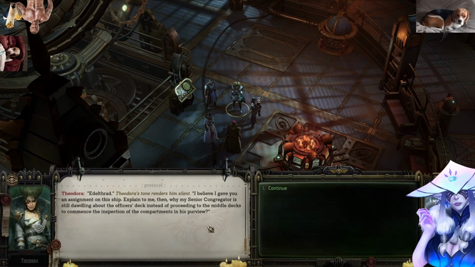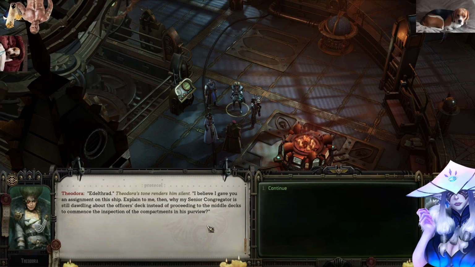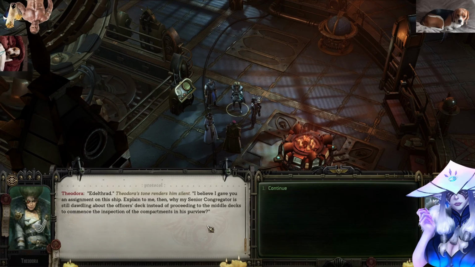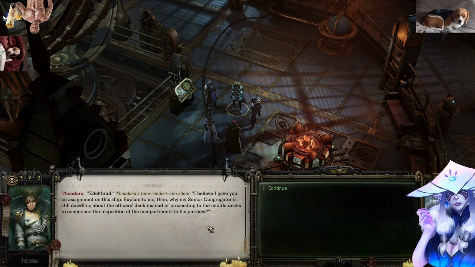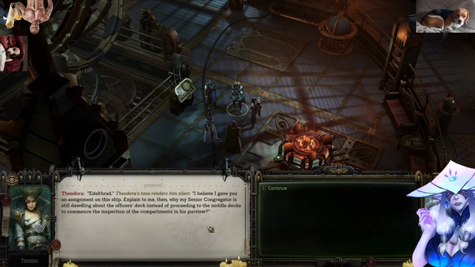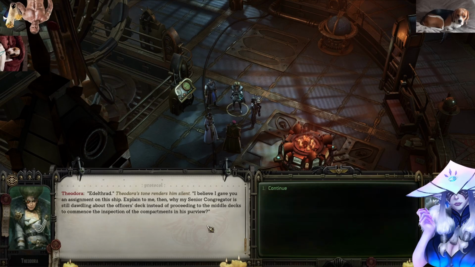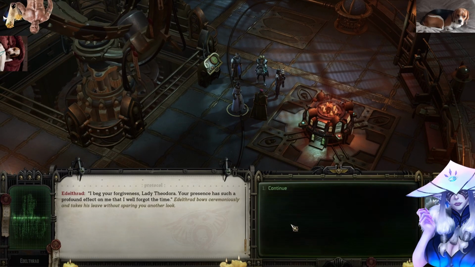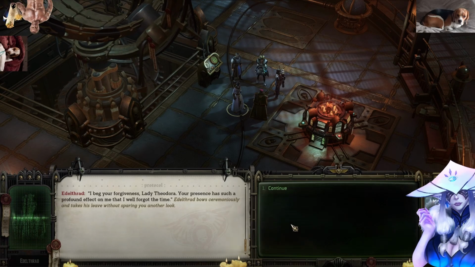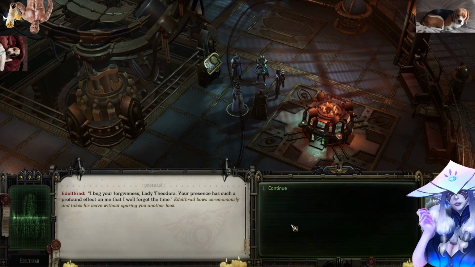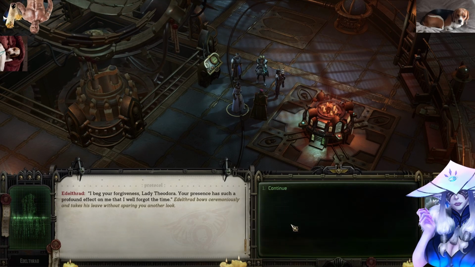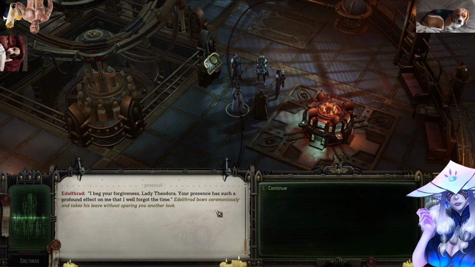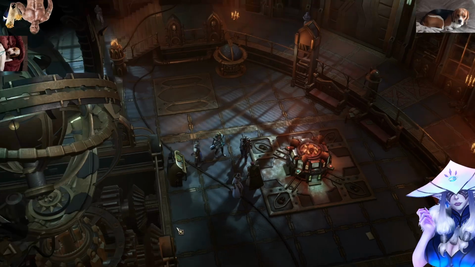Edelthrad, I believe I gave you an assignment on this ship. Explain to me then why my senior congregator is still dawdling about the officer's deck, instead of proceeding to the middle decks to commence the inspection of the compartments in his purview. I beg your forgiveness, Lady Theodora. Your presence has such a profound effect on me that I well forgot the time. Edelthrad bows ceremoniously and takes his leave without sparing you another look.